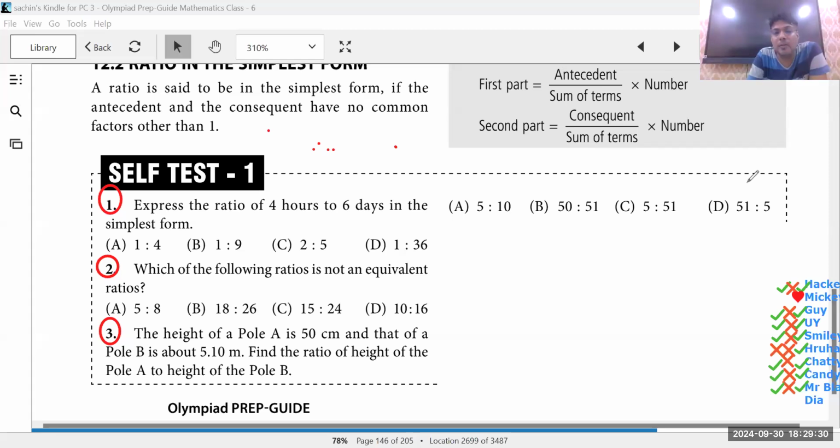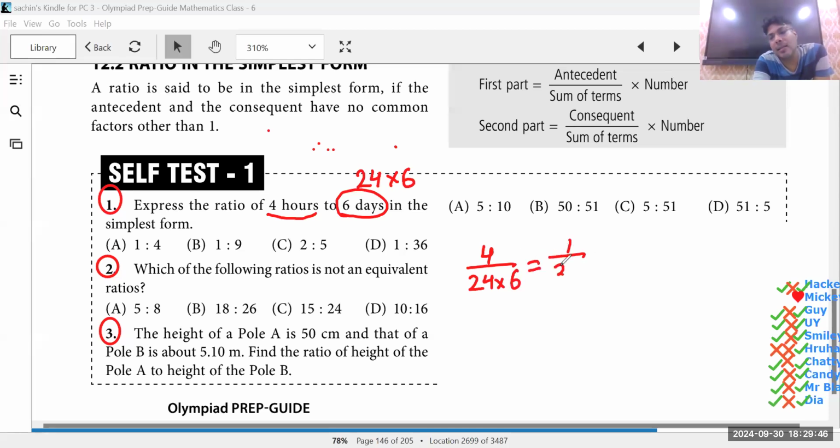All right. So first question, Ruhan Arora. How many hours are 6 days? 24 into 6. Don't you know that? So 4 upon 24 into 6 will give me 1 by 36.